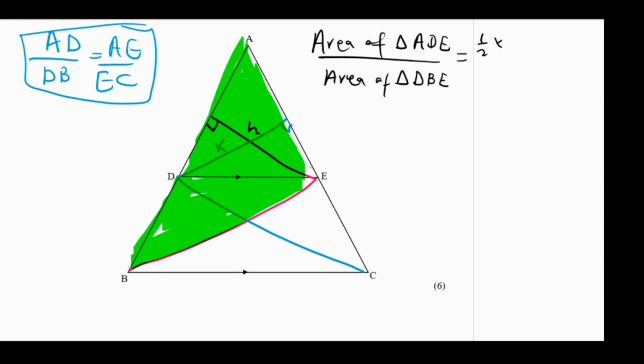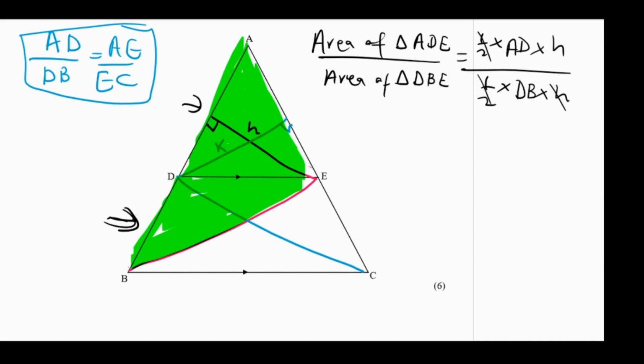So what's the top area of the triangle? It's half times the base, which is AD, multiplied by the perpendicular height, which is H, divided by half times the bottom one, multiplied by the base, which is this side, DB, multiplied by the perpendicular height, which is still H, right? So this cancels out, so we'll remain with AD divided by DB. So this is the first part.